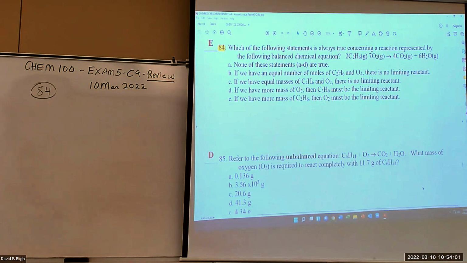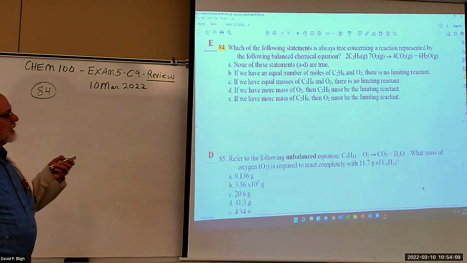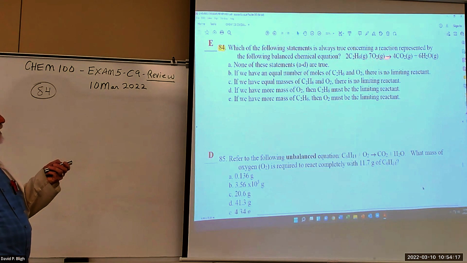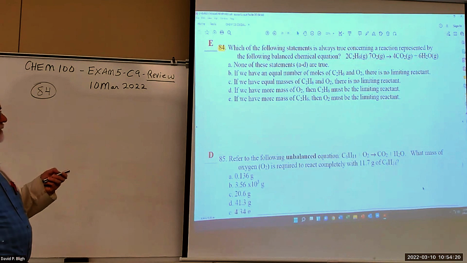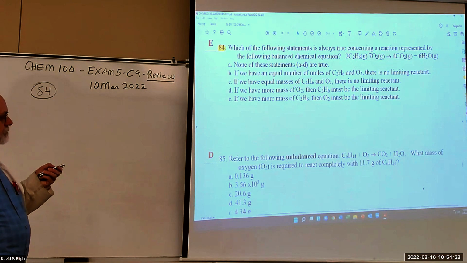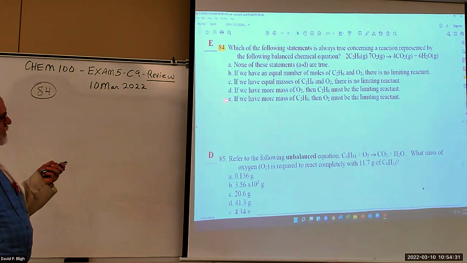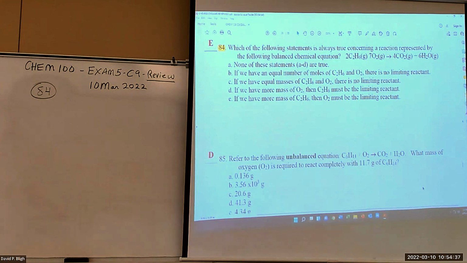A4. Which of the following statements is always true concerning the reaction represented by the following balanced chemical equation? Okay. This is ethane burned in oxygen. There should be a plus sign right there. Yields carbon dioxide and water, and that's balanced. So, that's out of place. This should be down here. That's a mess. Let me make a note. Fix that.